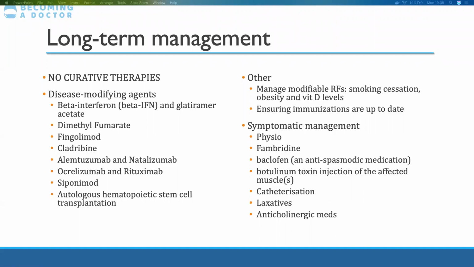However, it only does this for the first 2 years, and after that it doesn't really cause much of an effect clinically. So if they were given this disease modifying agent, they would only be given it for the first 2 years.